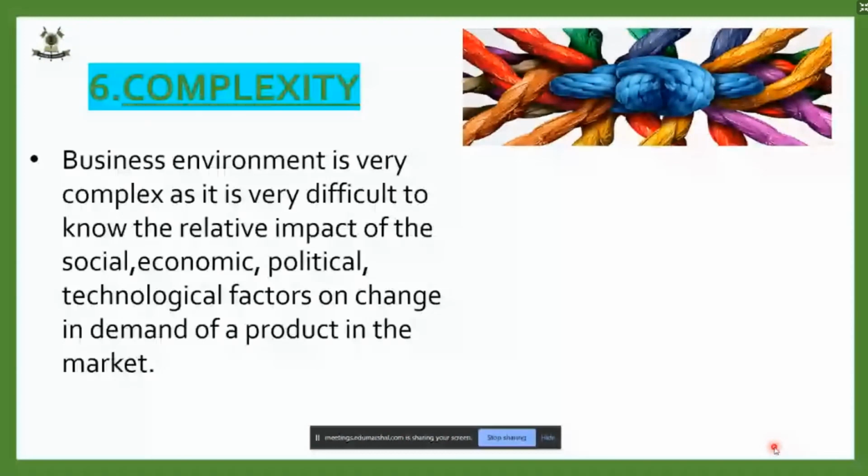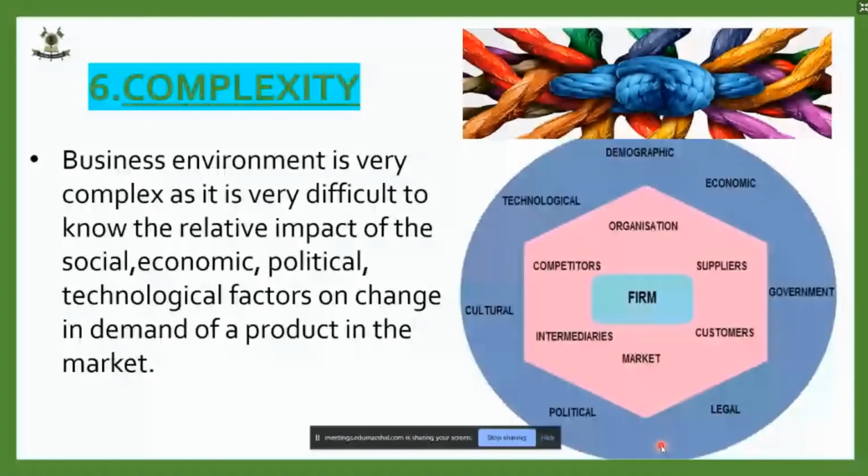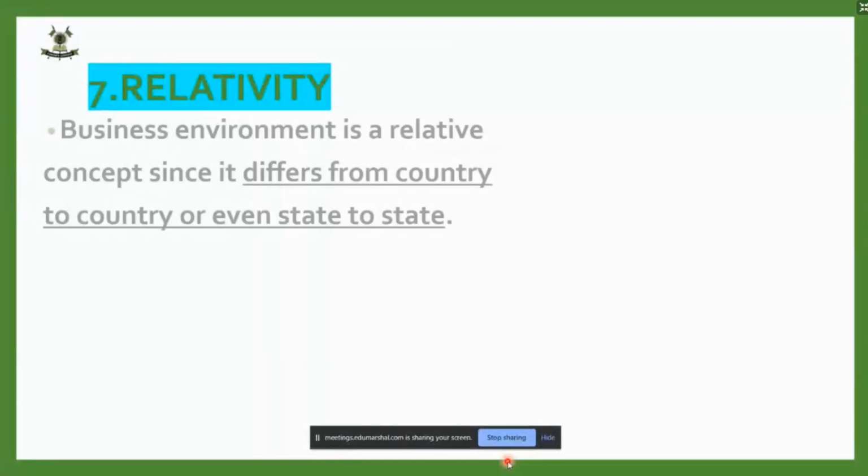So what can be done? Yes, it is complex, sure, because it is made up of so many things. So what should be done? They said that you can understand the business environment in small parts, but not in totality. Because it comprises so many elements, it's very complex. And then the last feature was relativity.